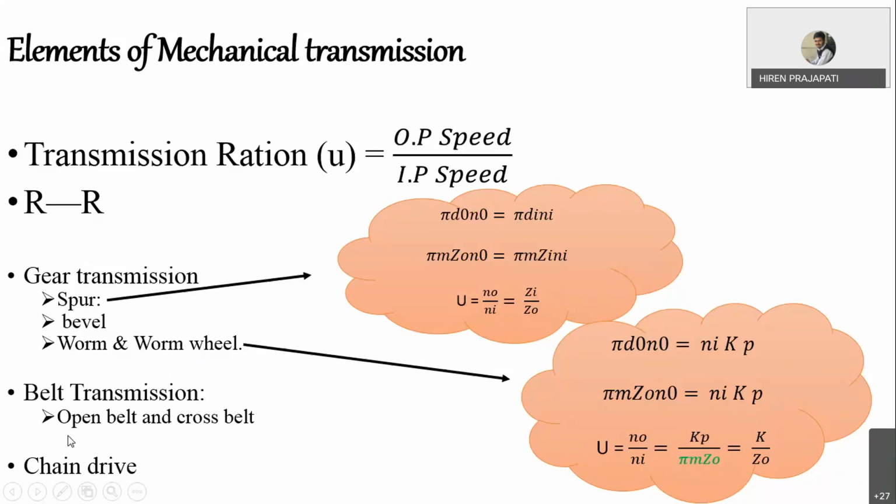I leave it to you to find out the transmission ratio of open belt and cross belt drive. It is very simple. As pi u is equal to n0 by ni, that is the speed ratio of belt drive, which directly depends on the diameters of both the pulleys, right? So here you get n0 by ni is equal to di by d0, and cross diameters in case of a belt drive. So that is about our mechanical transmission.